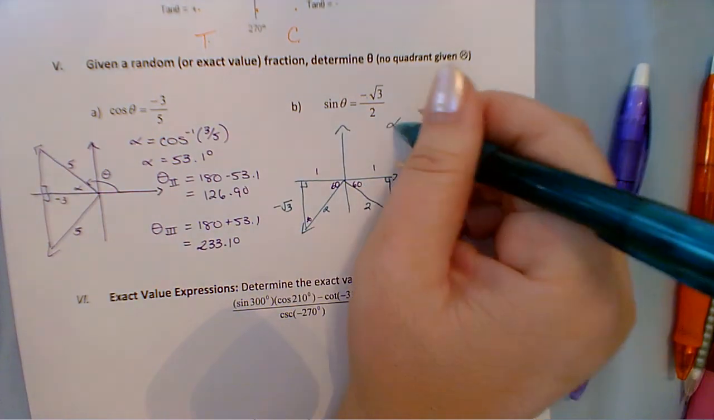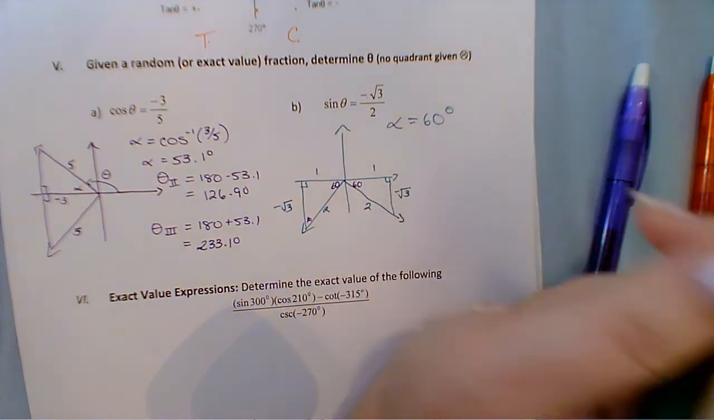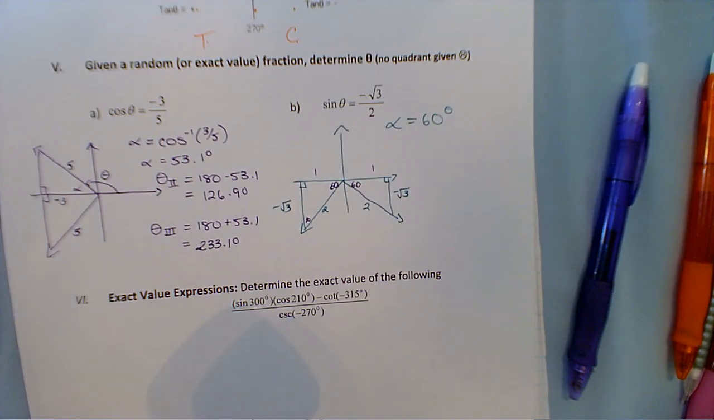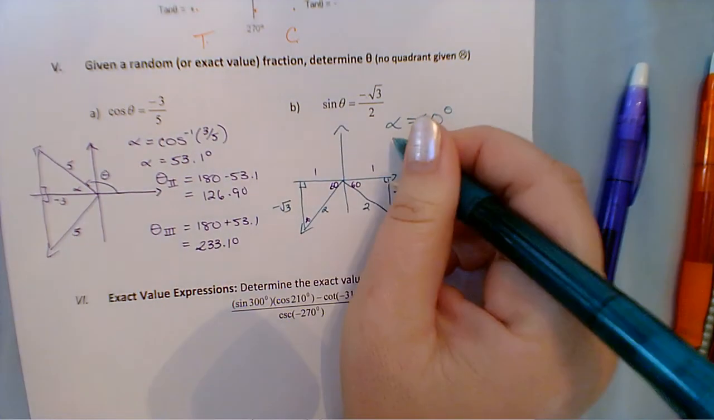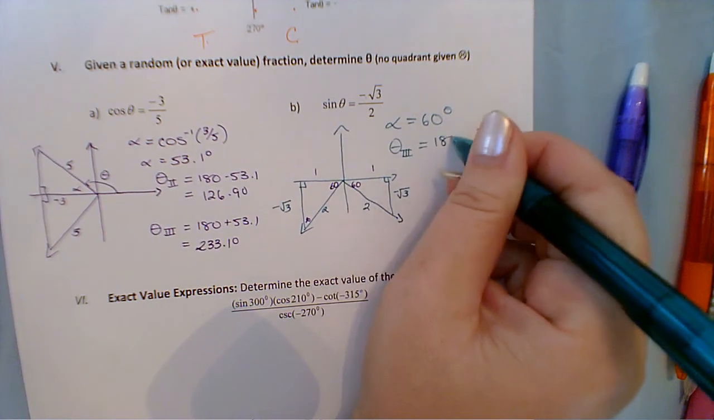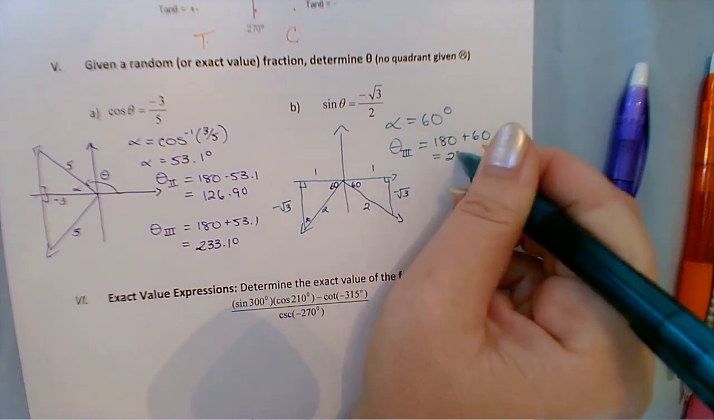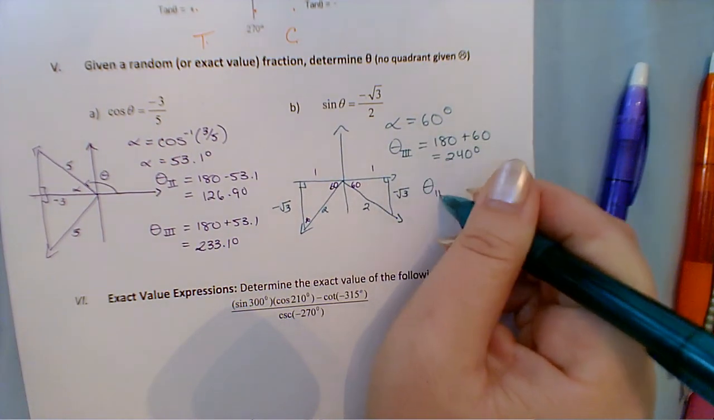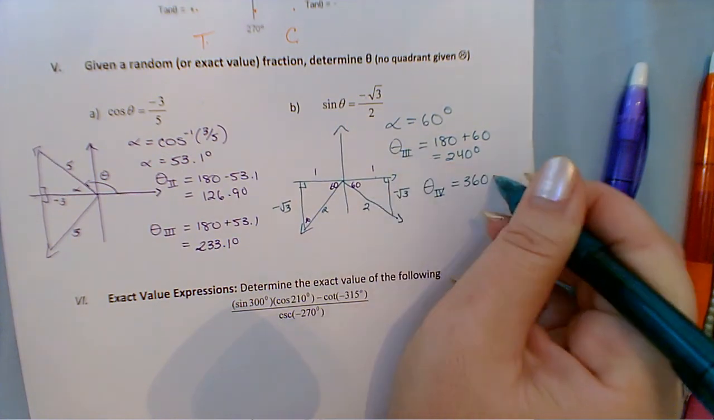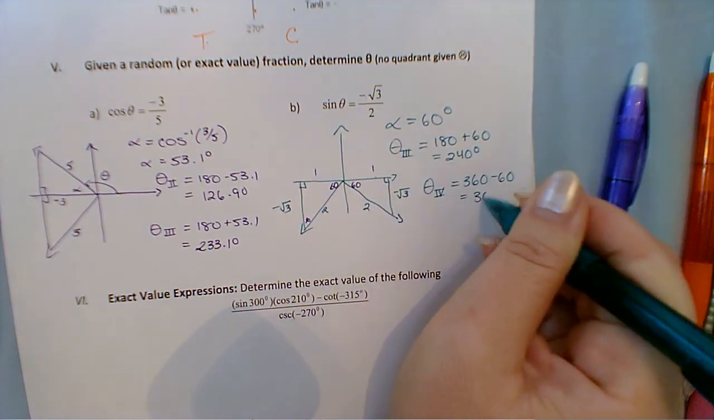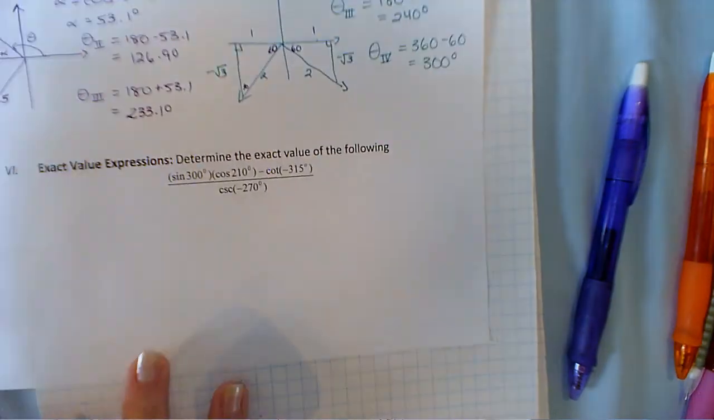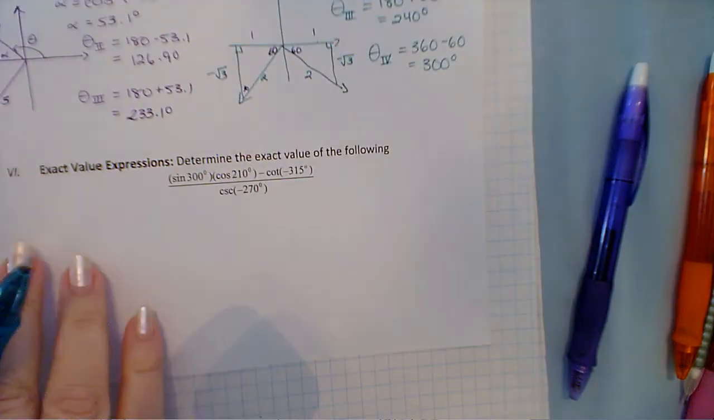But that's now going to tell you that your alpha is 60 degrees. You didn't have to do any calculator work. We recognize this triangle from those special triangles. And that helps us now with theta in quadrant 3, which is going to be 180 plus 60, better known as 240. And our theta in quadrant 4 is going to be 360 minus 60, right? Minus our alpha, which gives us 300 degrees. So we figured out what those thetas must be given both scenarios.